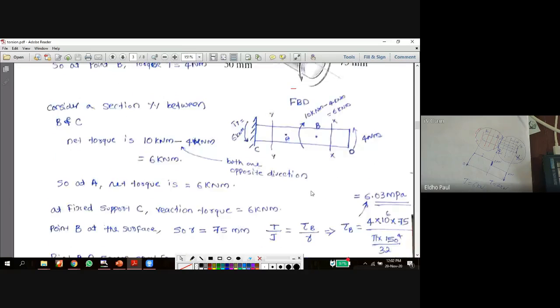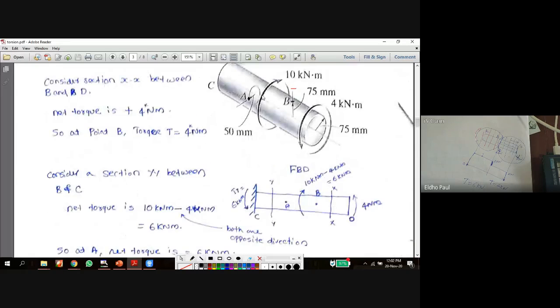In the same way, here also we can draw the distribution of shear stress. Any doubt?